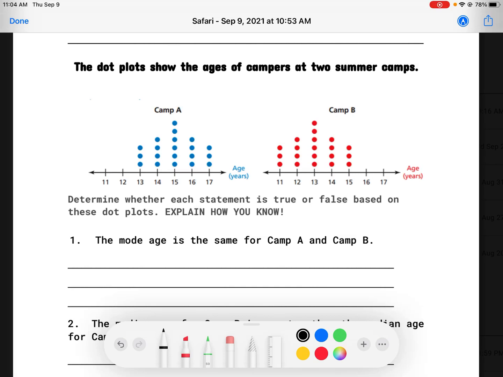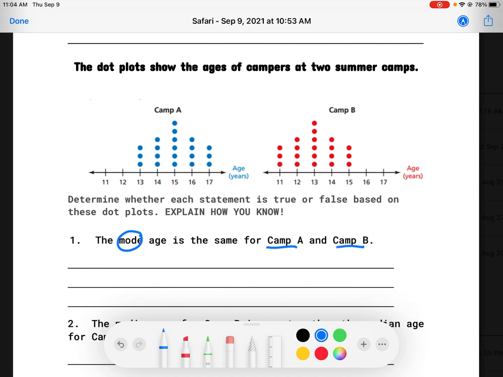All right, let's talk about comparing double dot plots now. Just like our previous example, this one is determining whether each statement is true or false and then explaining how we know. So let's go ahead and get started. This says the mode age is the same for camp A and camp B.